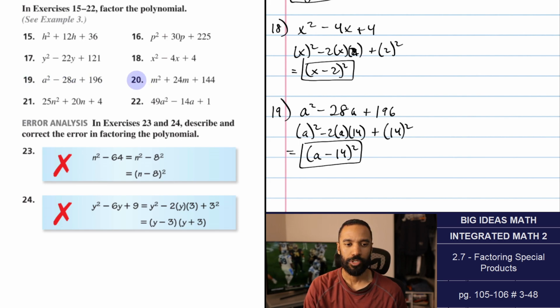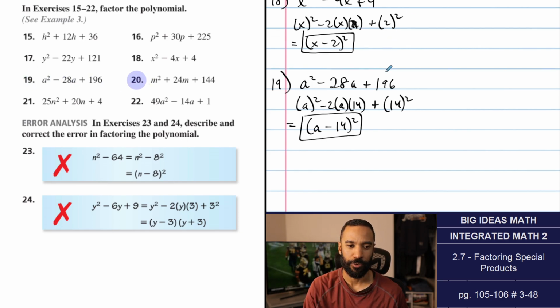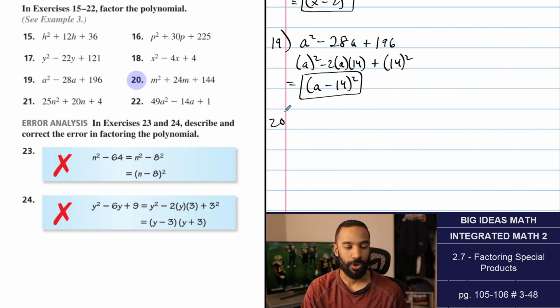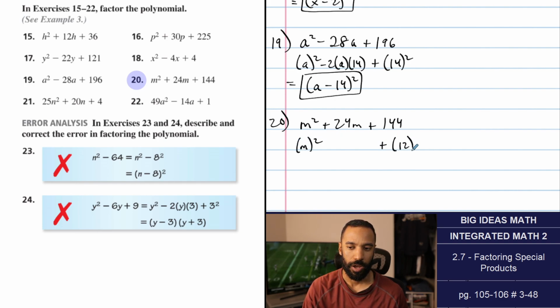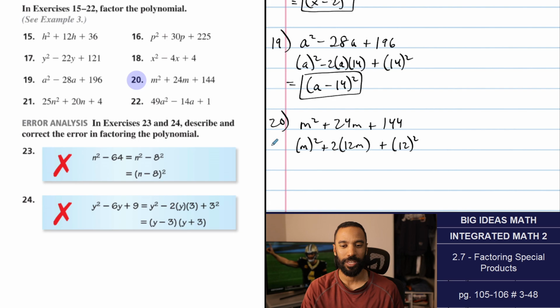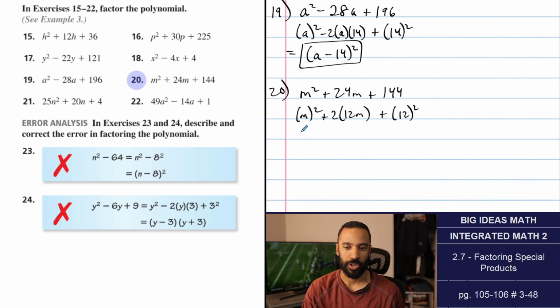Number 20, m squared plus 24m plus 144. Hey, I know that 144 is 12 squared, and obviously this is a quadratic with the m squared here. Are we doubling 12m for the middle term? Is this indeed m squared here, 12 squared here, and let's see if I'm just allowed to write this, doubling 12m in between? Absolutely. That means that m is your a, 12 is your b. This becomes m plus 12 quantity squared.